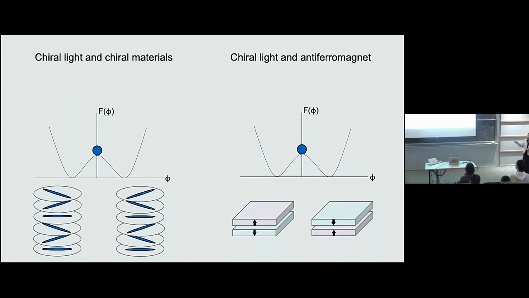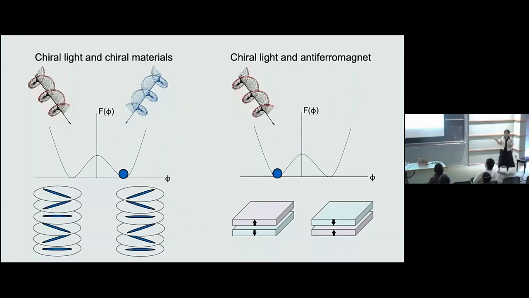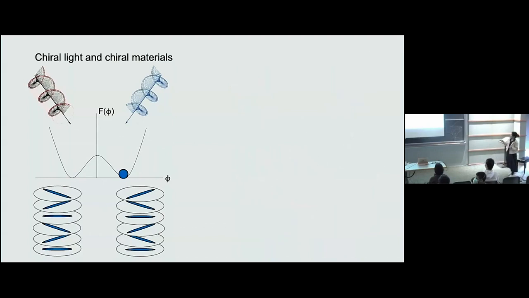What I will show is that circularly polarized light is very important and interesting. It can favor one over the other in both cases. And that's basically the story I will tell, and you can leave now. So, okay, let's focus on the first scenario first.